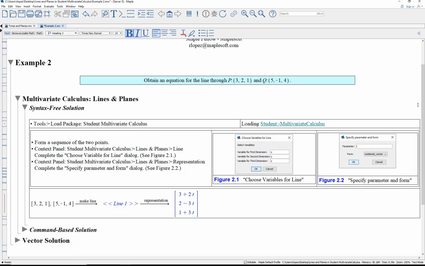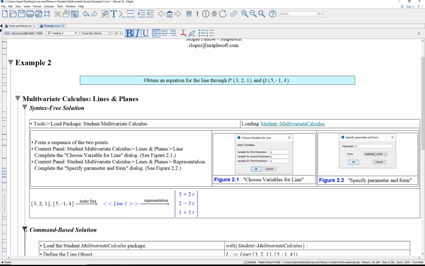Again, context panel, make the line object. On the line object, you ask for the representation. If you choose combined vector for the form of the line, then you get fixed point. And this direction vector is the difference. 5 take away 3, minus 1 take away 2, so you get a minus 3, and 4 take away 1. So the direction vector is the vector between these 2 points. Maple did that work for us.